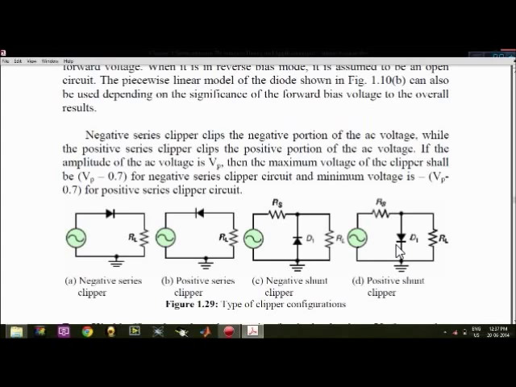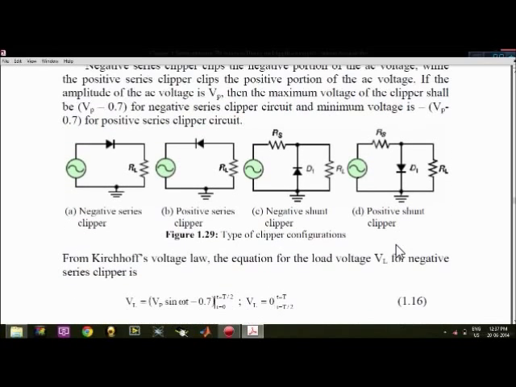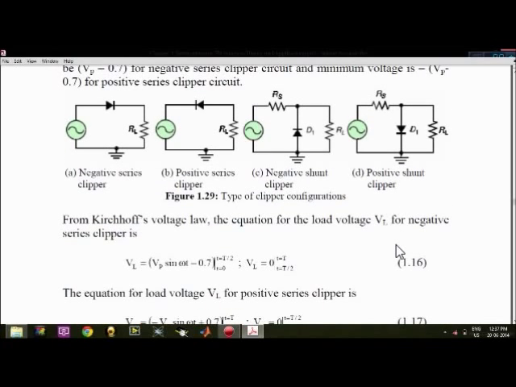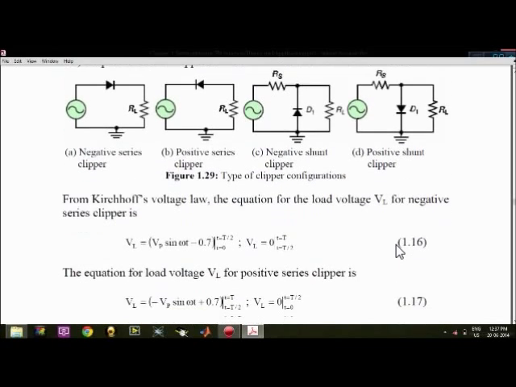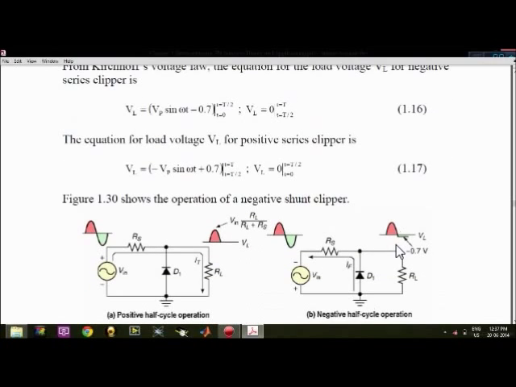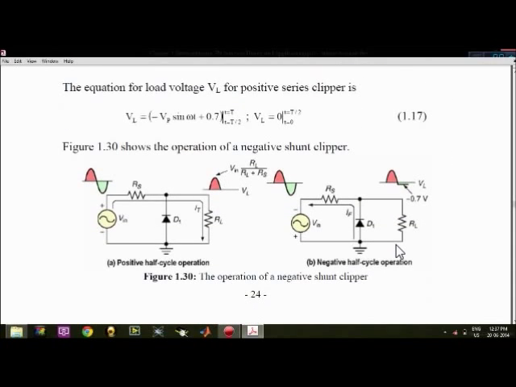So on the basis of the design or configuration, you can say these clippers act in the four modes. There are several calculations regarding Kirchhoff's voltage law, using which we see how the clipping takes place.